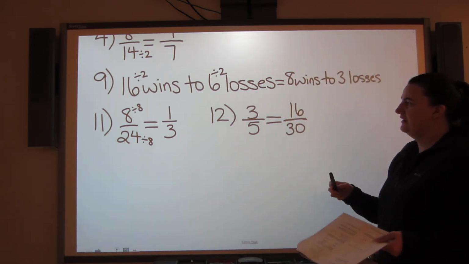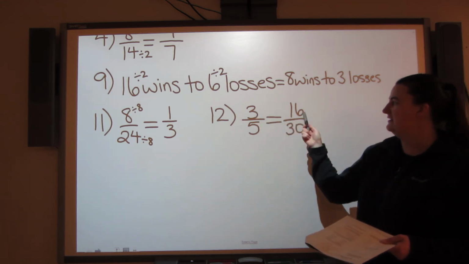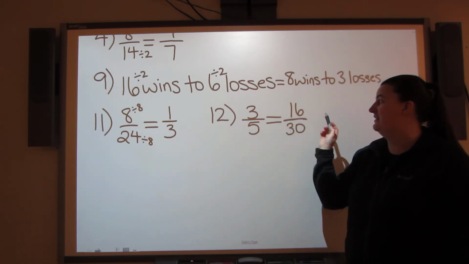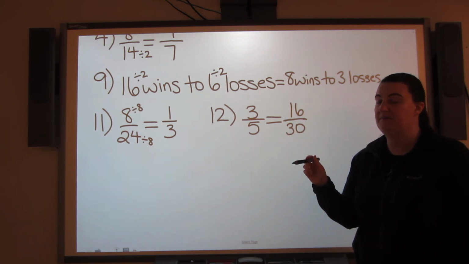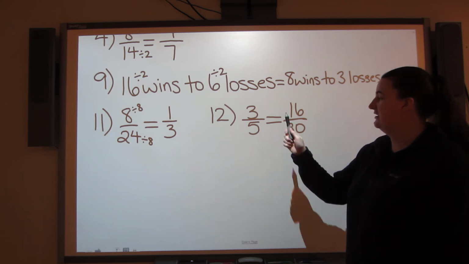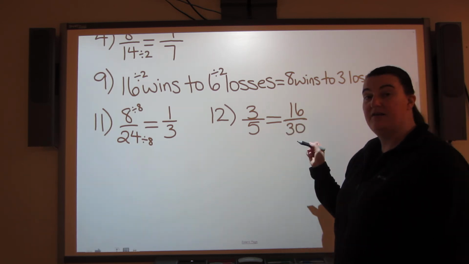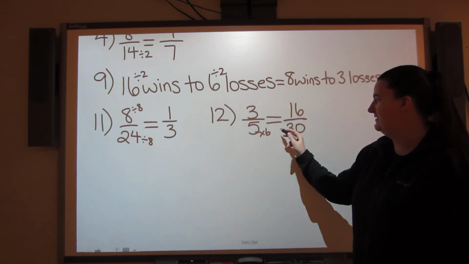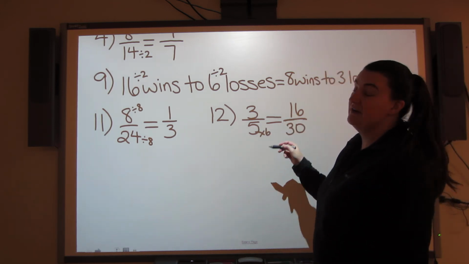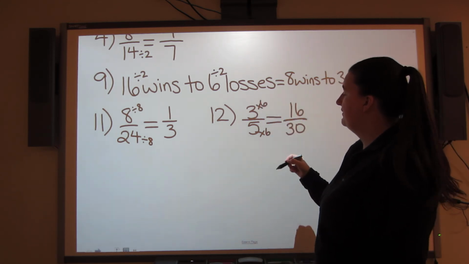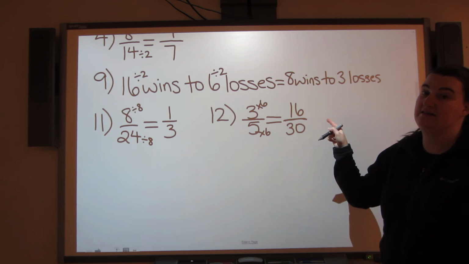So you look and you think, okay, 3 into 16. There's no real way with a whole number that I can turn 3 into 16, so I'm going to leave that for now. And I look and I think 5 into 30, well, I know that to turn 5 into 30, I would have to multiply by 6. 5 times 6 is 30. So then whatever you do to the bottom, you have to do to the top. 3 times 6 is not 16.